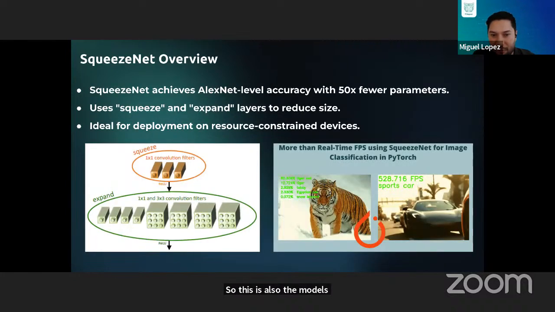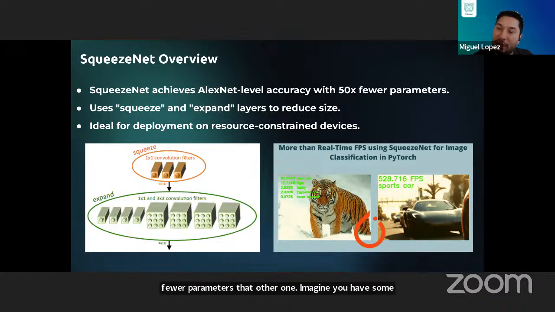The other one is SqueezeNet. SqueezeNet is another kind of model that achieves similar accuracy with 50% fewer parameters than the other one. Imagine you have a solution with 90% accuracy, and you create another model solving the same problem, achieving the same results, but with a lot fewer parameters, sorry. That's why it's important in this kind of efficient model. Actually, it's ideal for deployment on resource-constrained devices.